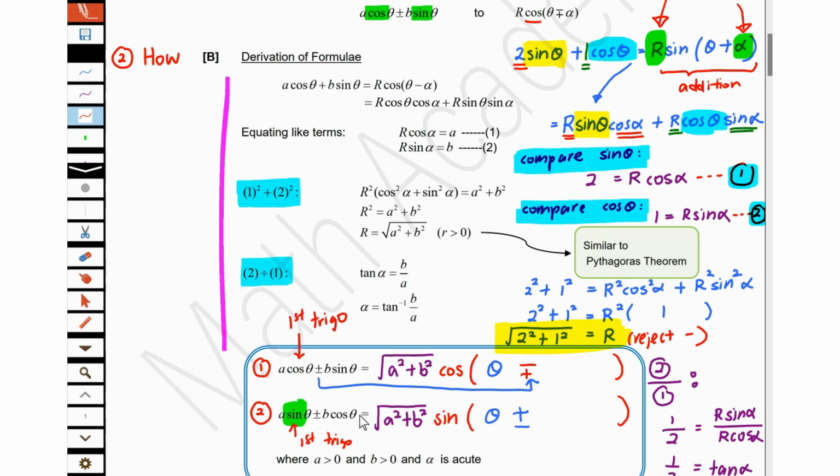So when you see a sin, it will always be plus, minus, as usual. You follow the signs in front. But if it's cosine first, you must reverse the order.